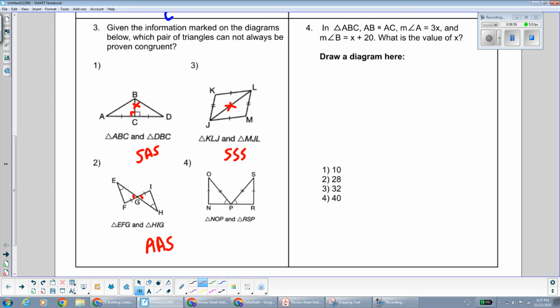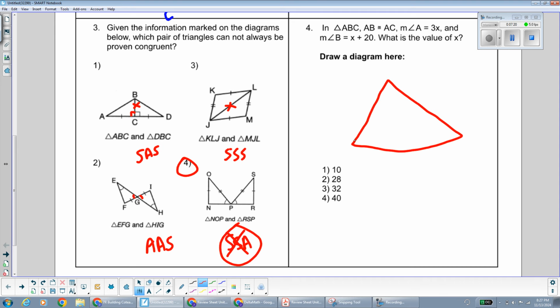Here, we have SSA, or if we read it the other way, ASS. SSA, which is ASS, does not work. This is the choice we're looking for, the one that doesn't prove two triangles to be congruent. Whenever they're talking about a triangle and you don't see a diagram, just draw your own.